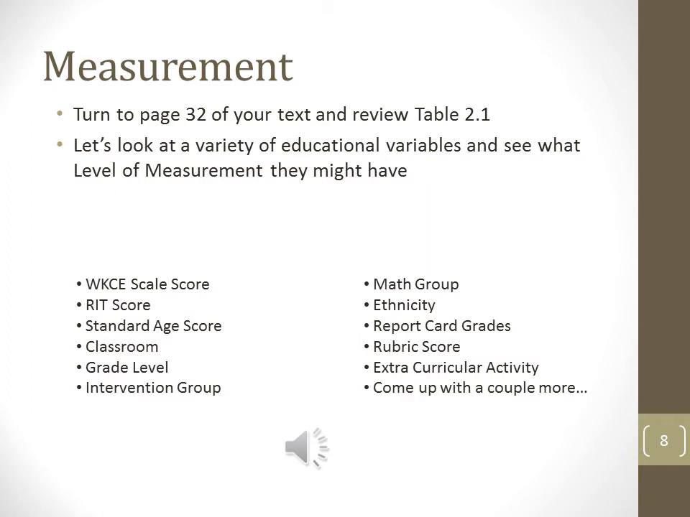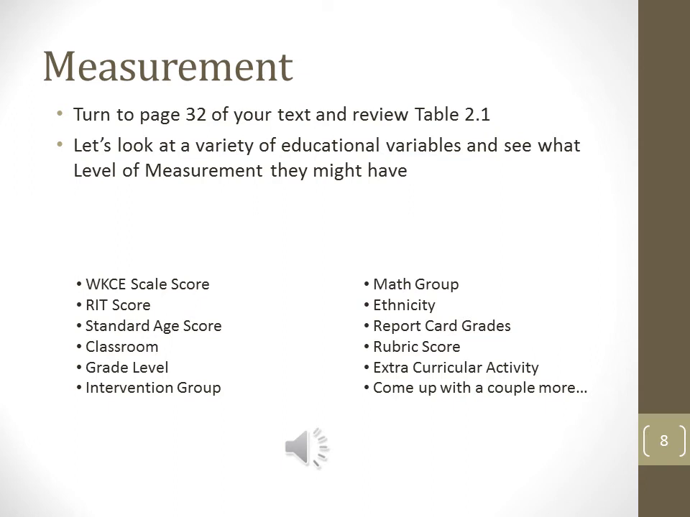Same with the RIT score from MAP. The standard age score, which is often used on a cognitive ability test and sometimes intelligence testing, again is a discrete score, equal intervals along a continuum. So a student that has a standard age score of 100, or average, has less, say, cognitive ability than a student that has a standard age score of 135.